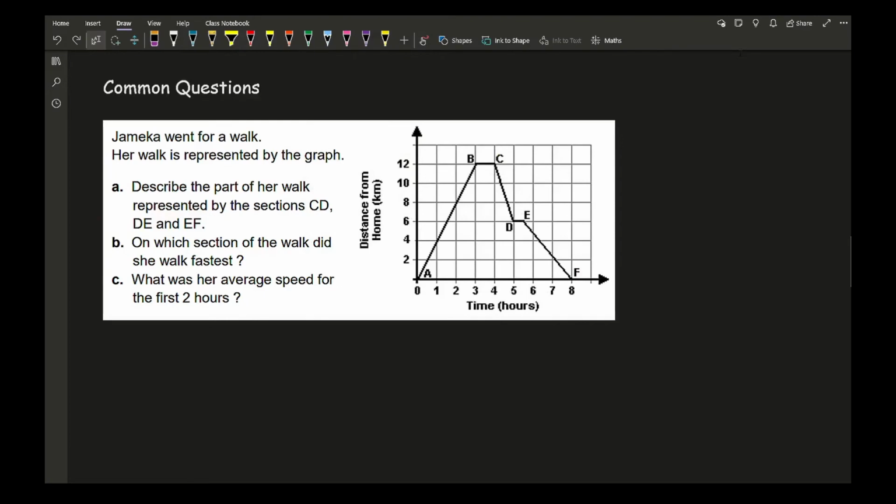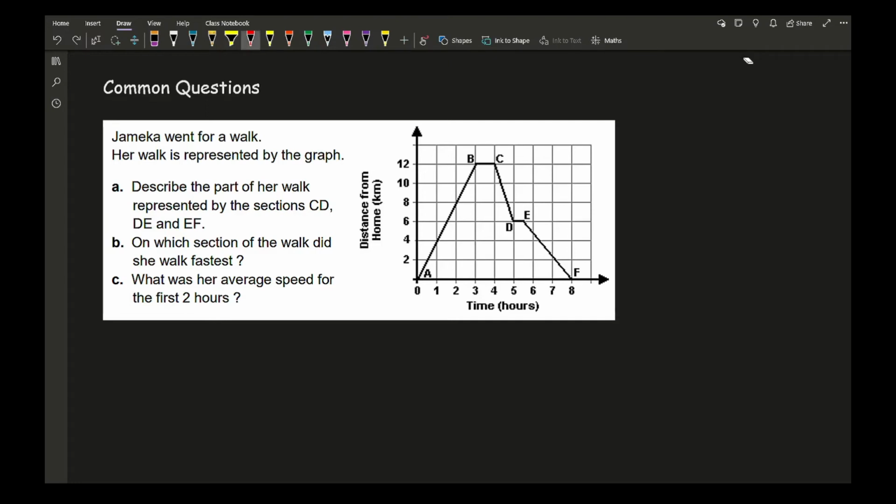So what we're going to do now is look through a typical question you could get asked based around distance time graphs. Here we're returning to a familiar graph that we looked at earlier, but we're now going to relate it to a particular situation. The question reads, Jamaica went for a walk. Her walk is represented by the graph. The first part says describe the part of the walk represented by C to D, D to E, and E to F.